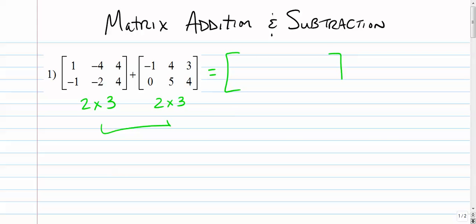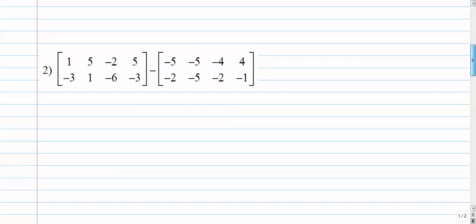And when you add these matrices, you simply just add their corresponding entries. So we take 1 plus -1, which is 0. -1 plus 0 is -1. -4 plus 4 is 0. 4 plus 3 is 7. -2 plus 5 is 3. 4 plus 4 is 8. And that's it. You're finished. Simple as that.